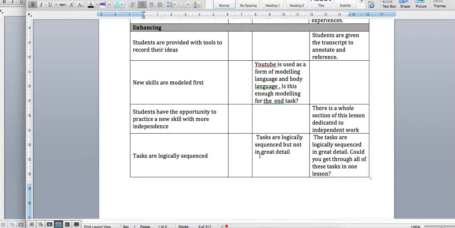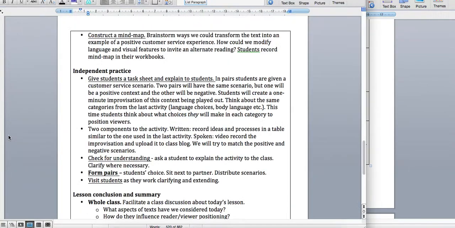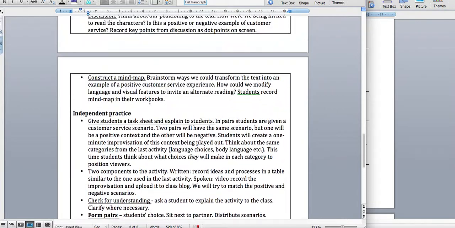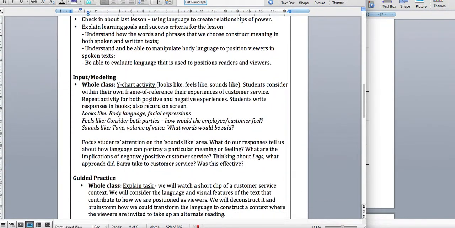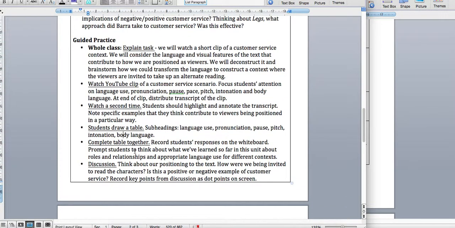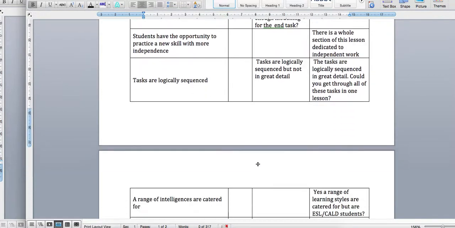Tasks are logically sequenced. So for both of them, yes, they're logically sequenced, but they're not in great detail. Somebody asked, could you possibly get through all this in one lesson? And maybe you couldn't. Does it specify? No, it doesn't say how long this lesson was designed for, but if it was a 45-minute lesson, then probably not. This might be something that would take a couple of lessons. So that's a reasonable critique.